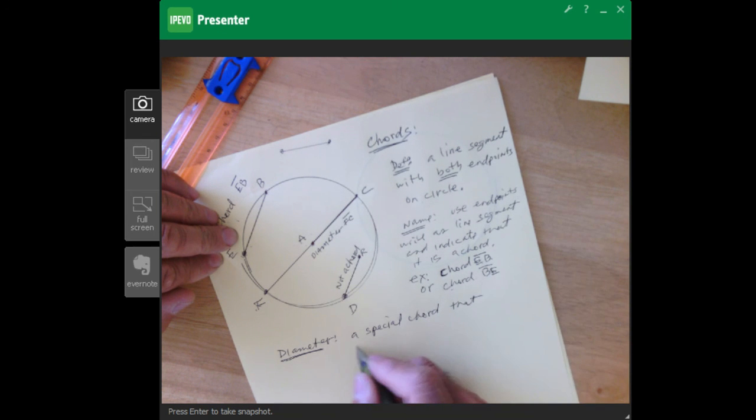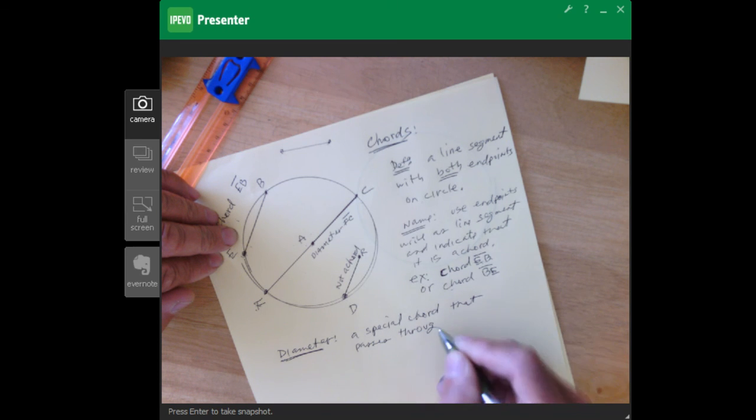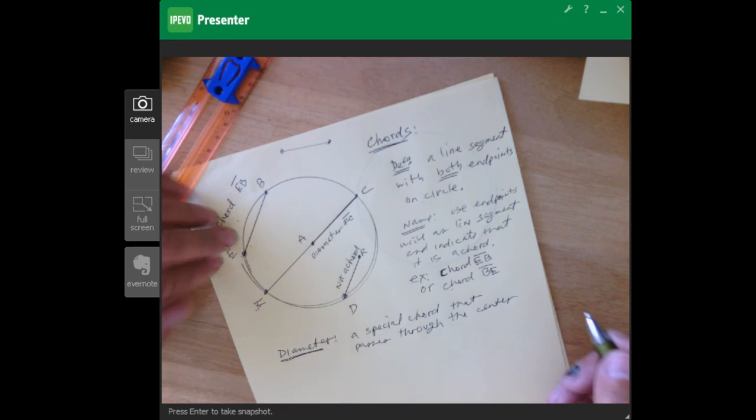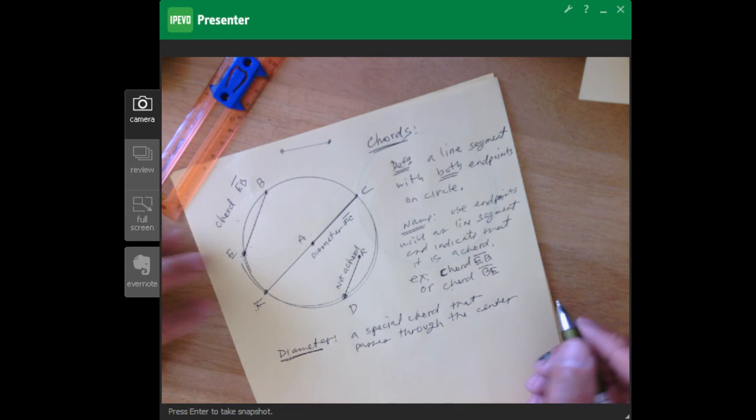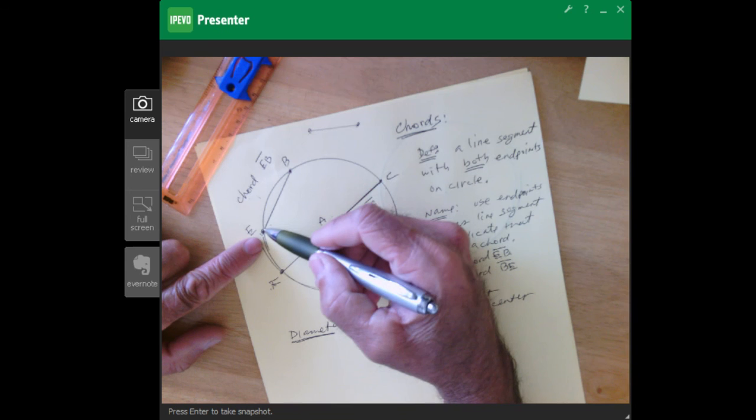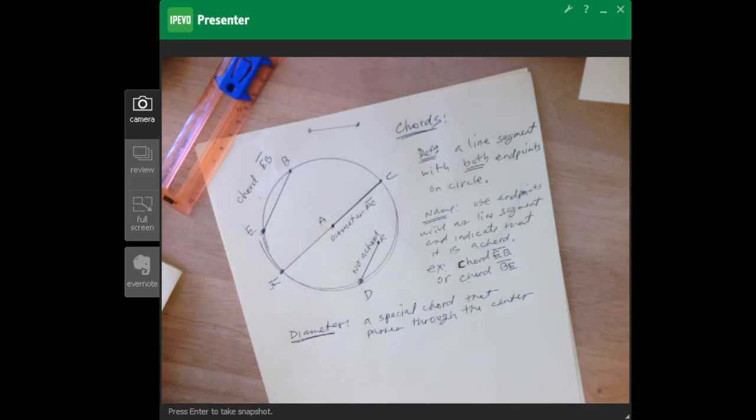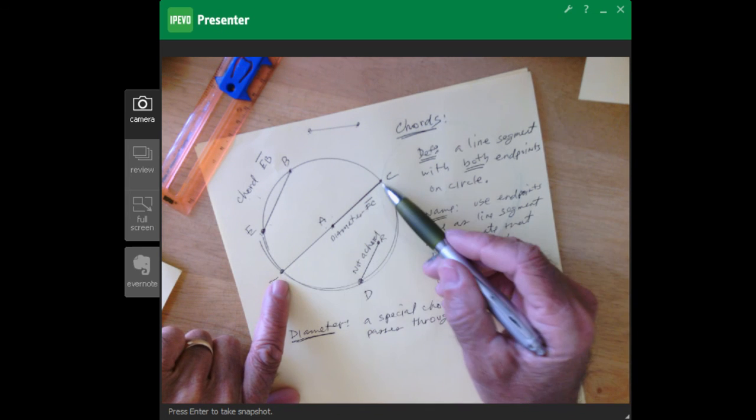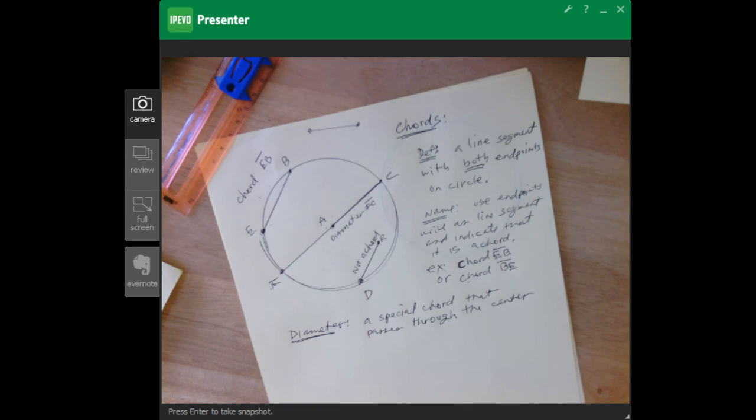that passes through the center. Okay? So I hope there are no questions on that. I hope it was fairly clear. So a chord goes from one part of the circle to another part. A diameter goes from one part of the circle to another part, but it has to pass through the center. And that's pretty much it.